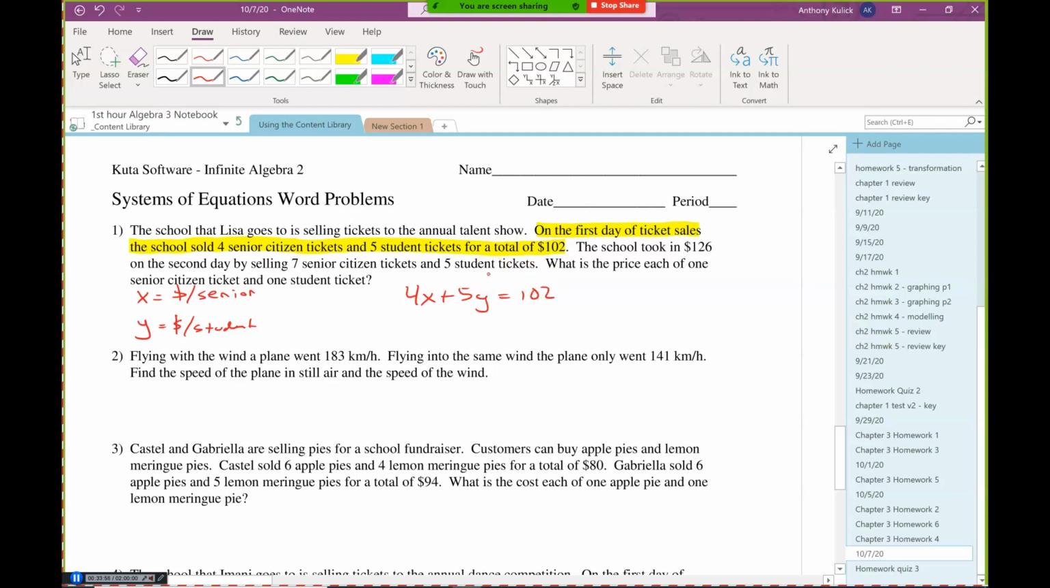Right? If we sold 4 senior citizen tickets at X dollars a piece and 5 student tickets at Y dollars a piece, the total from that should be 102. Everybody's okay with that idea?